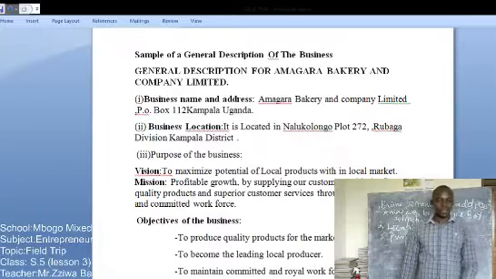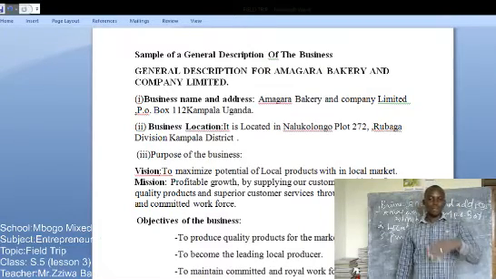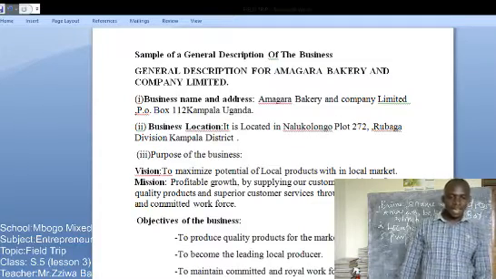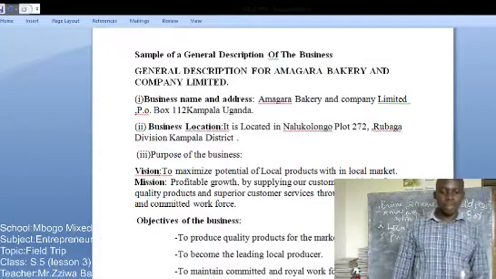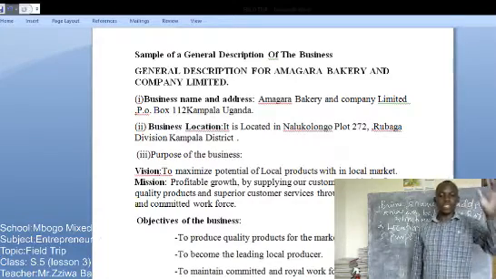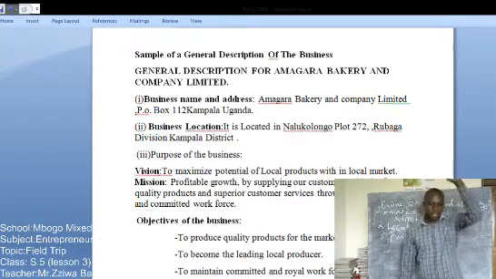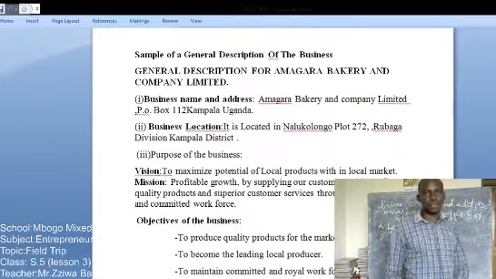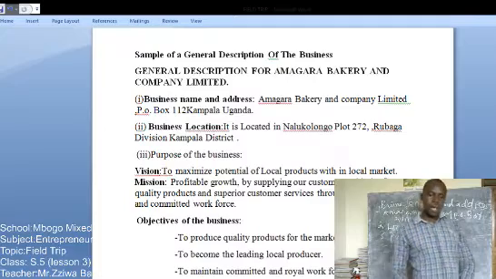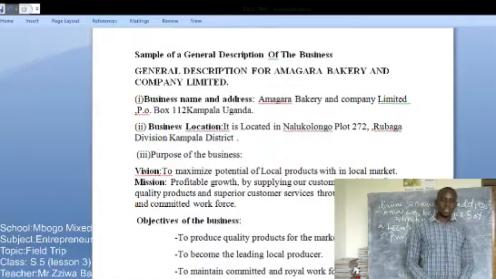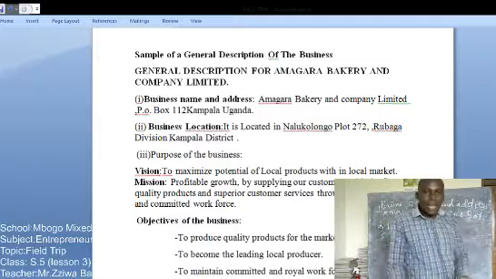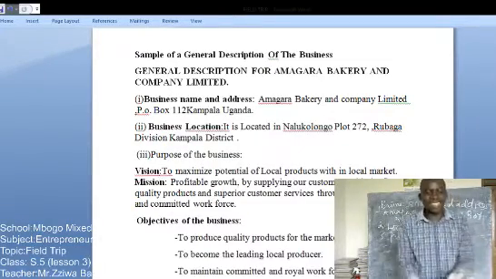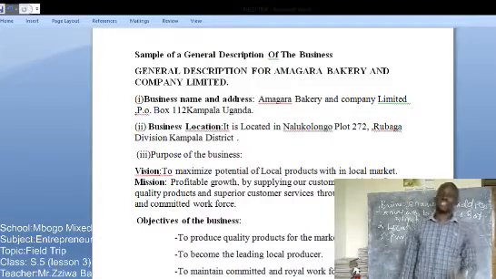Mission. You can talk about profitable growth. We are aiming at profitable growth by supplying our customers with the finest quality products through an innovative and committed workforce. Our mission is to improve people's welfare through provision of high quality products like cakes and bread. That is also a mission.